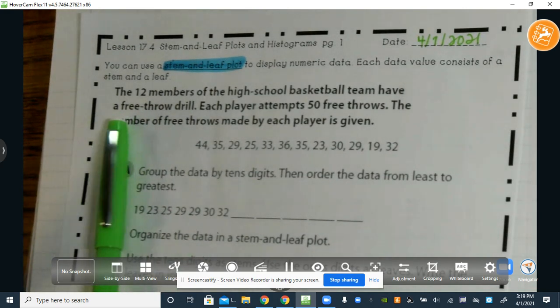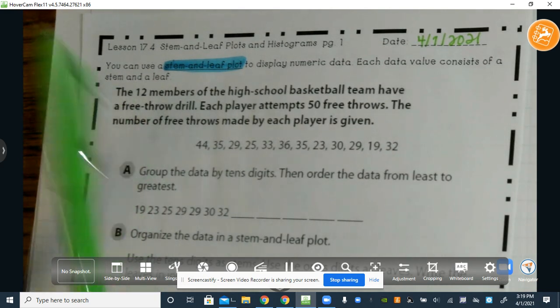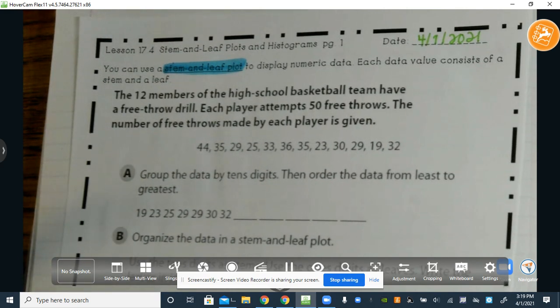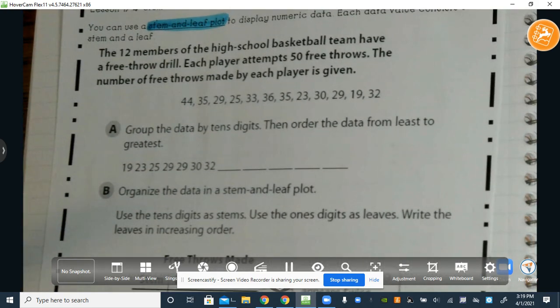Okay, so the first question here says, the 12 members of a high school basketball team have a free throw drill. Each player attempts 50 free throws. The number of free throws made by each player is given. So the first thing you always want to do is group your data. Make it in order from least to greatest.